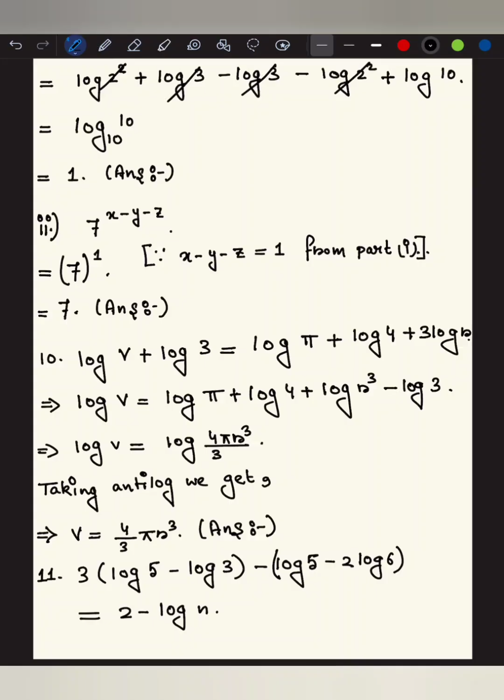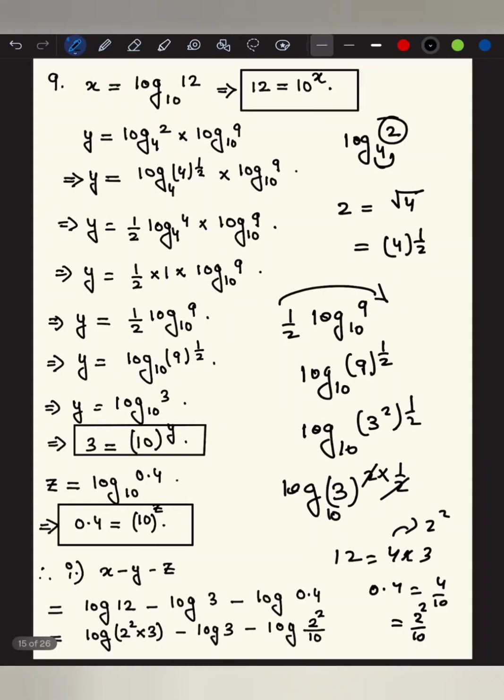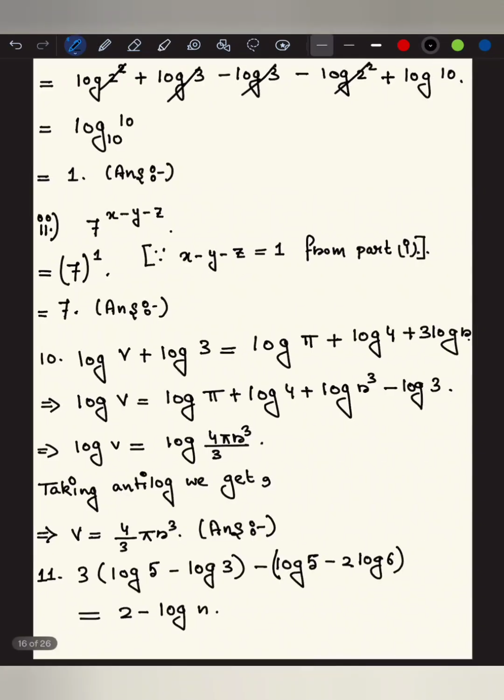So log 10 can be written as log 10 base 10, because if no base is mentioned, then it will be 10. So it will be 1, because 10 to the power 1 is equal to 10. Got it? The second thing is we have to find out the value of 7 to the power x minus y minus z. We got x minus y minus z as 1. Therefore it will be nothing but 7 to the power 1, which is equal to 7.